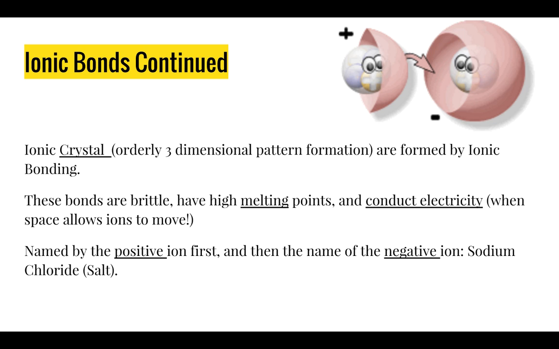Ionic crystals have an orderly three-dimensional pattern and are formed by ionic bonding. These bonds are brittle, have high melting points, and conduct electricity when the space allows the ions to move. They are named by the positive ion first, and then the name of the negative ion. So for example, sodium chloride is an example, which is salt.